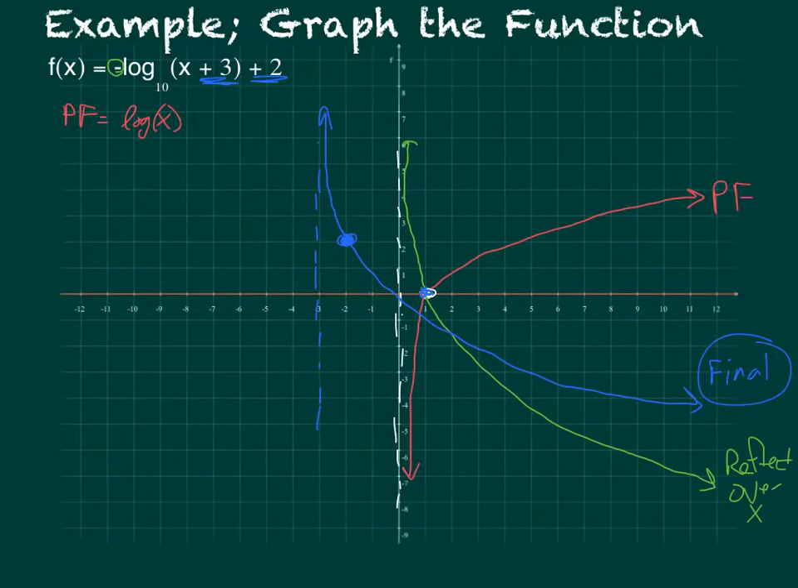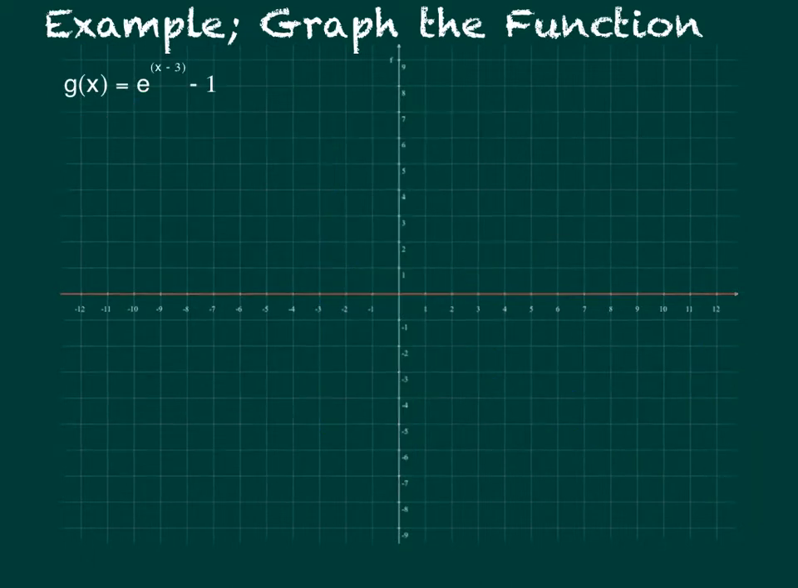You should sketch maybe several graphs on each graph, but then indicate which one is your final graph. On this next one, I have g of x equals e to the power of (x minus 3) minus 1. So my parent function is going to be e to the power of x. You can't just write nothing to the x power, because it's got to have something.